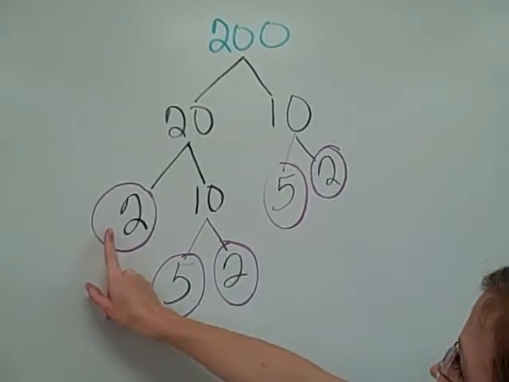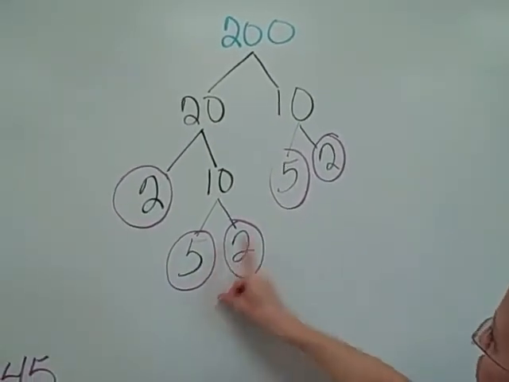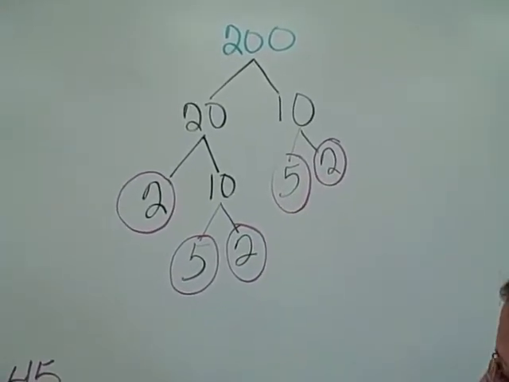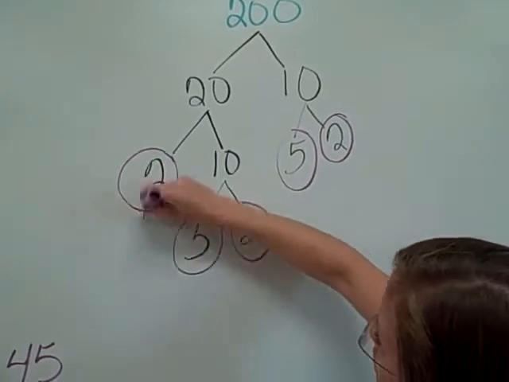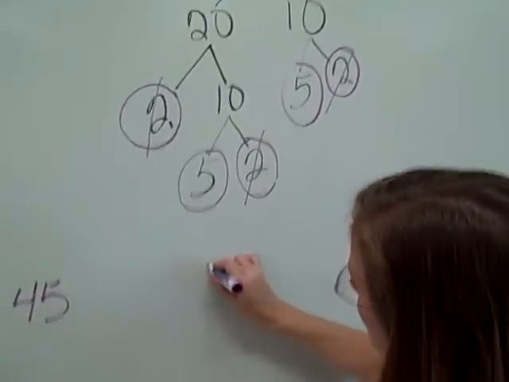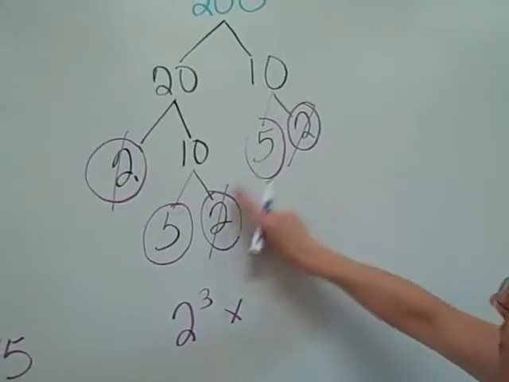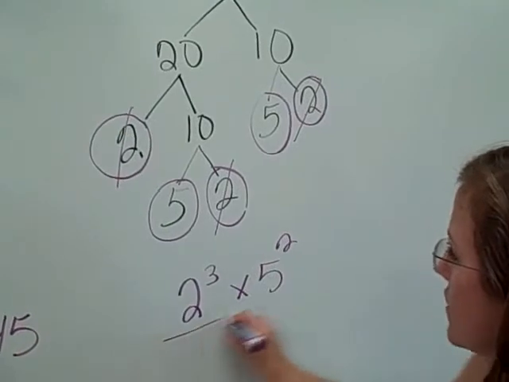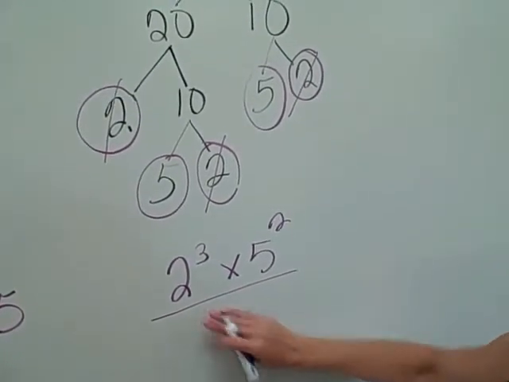If you were to say 2 times 5 times 2 times 5 times 2, you would end up with 200. But we want to be a little more organized than that. There is 1, 2, 3 2's. 2 times 2 times 2 is 2 to the 3rd. And we're going to multiply that by 5 times 5, which is 5 squared. This is your answer. It is the prime factorization of 200.